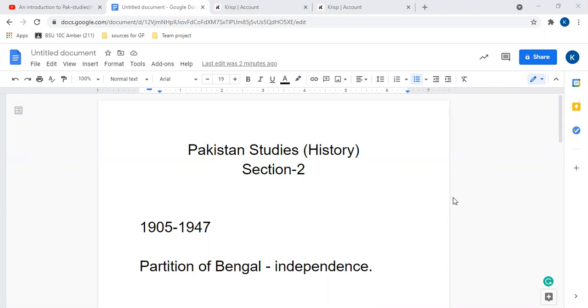Alright, so Section 2 is the lengthiest section in the whole syllabus of Pakistan Studies History Cambridge. It is the longest section. It covers the period from 1905 to 1947. So it basically goes from the partition of Bengal to independence in 1947. It's the lengthiest section and it is also the most important section. About 90% of your paper is going to be from this section, so it is essential that you know every nook and cranny of it and you're well prepared so that you can inshallah get good grades in your exams.